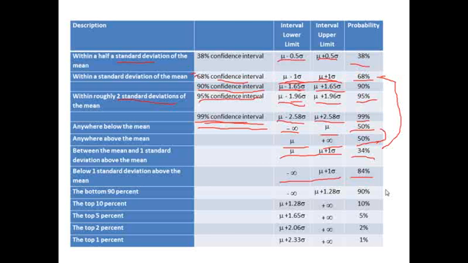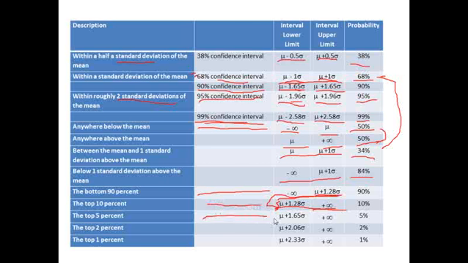Why would we use something like this? Suppose we wanted to get the top 90%. The top 90%, the bottom 90%. The bottom 90% lies within the range of negative infinity up to 1.28 standard deviations above the mean. So 90% of your measurements are going to be below 1.28 standard deviations of the mean. That means 10% of your standard measurements would be 1.28 standard deviations above the mean or higher. That would be your top 10 percentile.